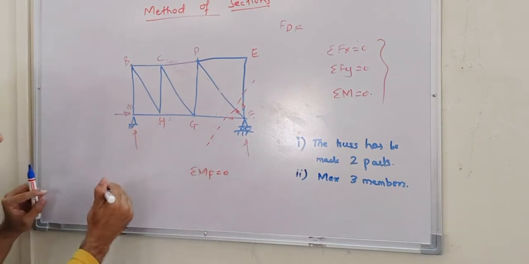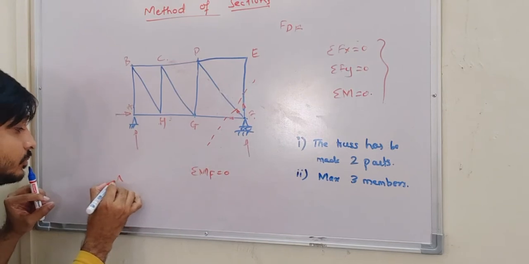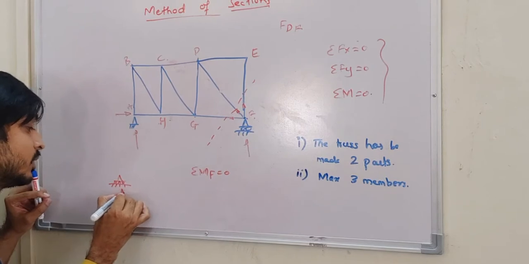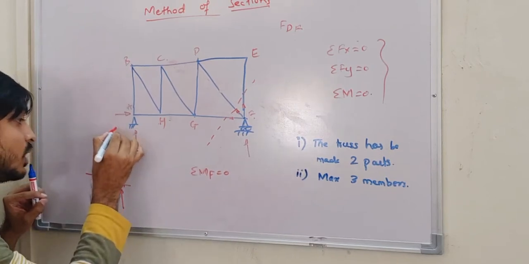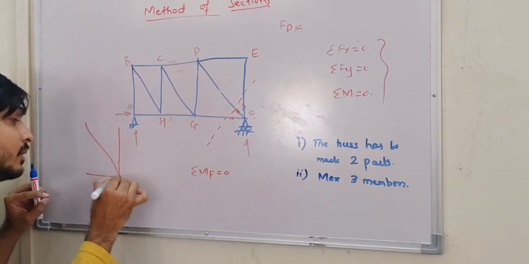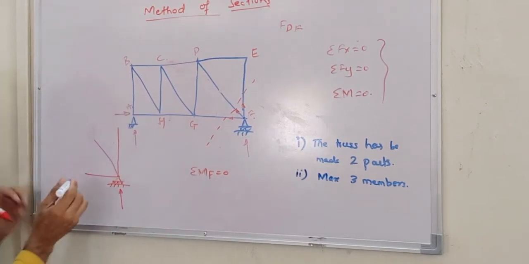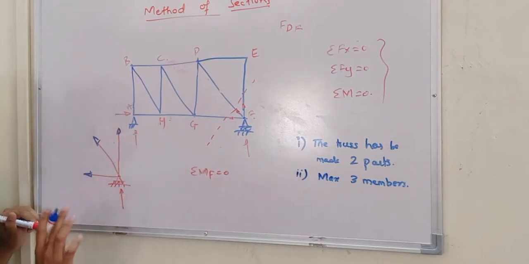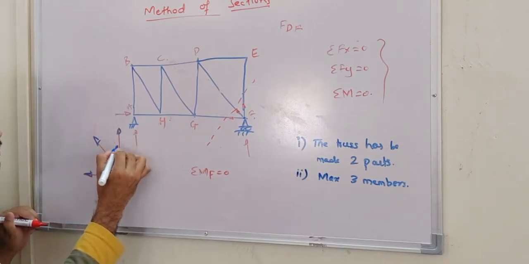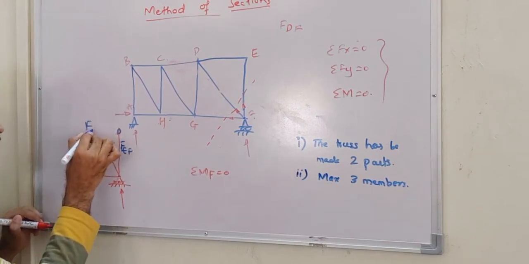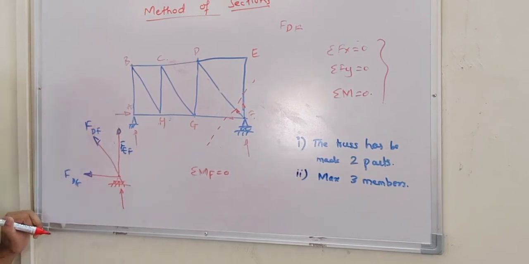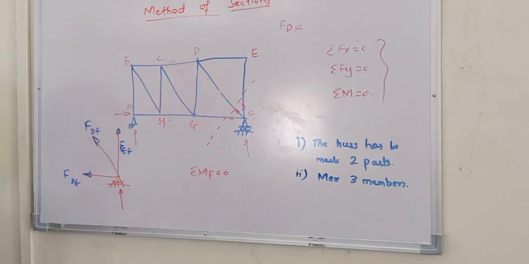I will redraw this one. There is one reaction, and there is one member like this, one member like this, and then one member like this. Here, if I consider all are in tension, how many unknowns do I have first? First tell me what the unknowns are. F_EF is one unknown, F_DF is one more unknown, and F_DG is the third unknown. So 3 unknowns I have and 3 equilibrium equations.